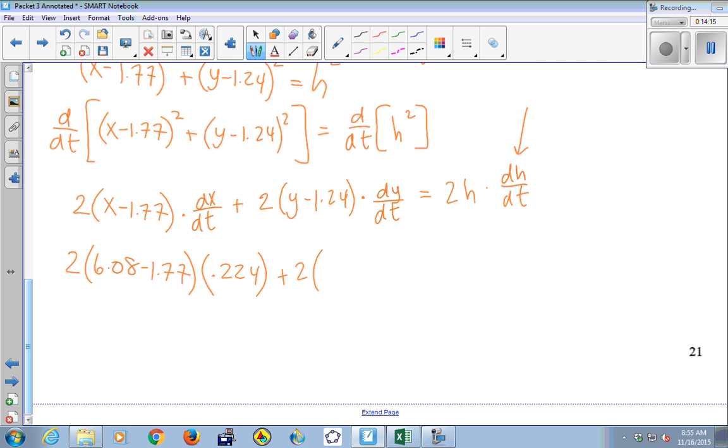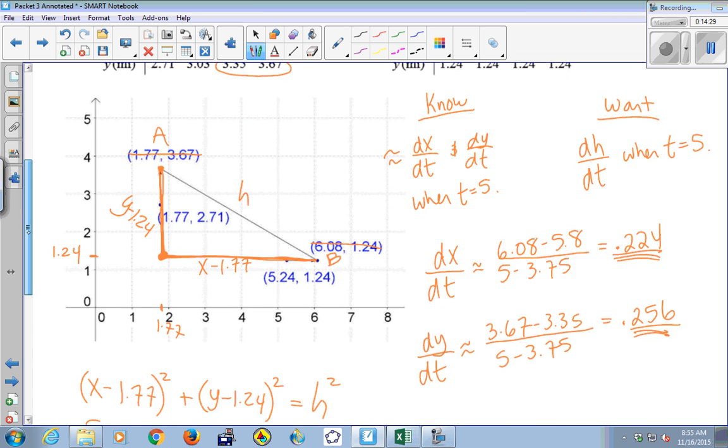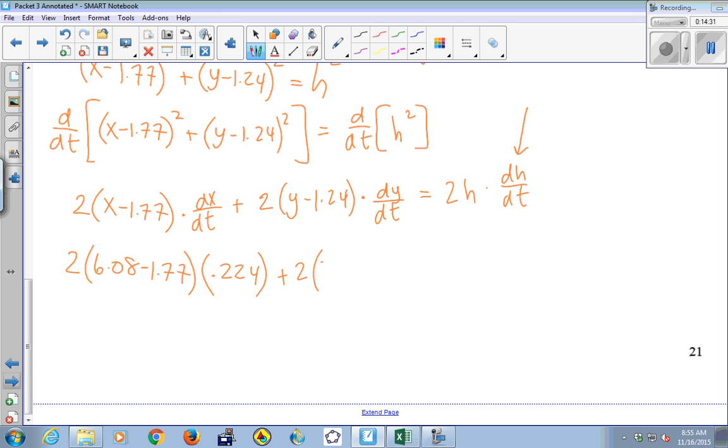What is y when t equals 5? Yeah, y is representing ship A. So we look at ship A at time t equals 5, 3.67. So this is 3.67 minus 1.24. dy/dt was approximately 0.256. Okay, I need h. And then dh/dt is the only thing left unknown.